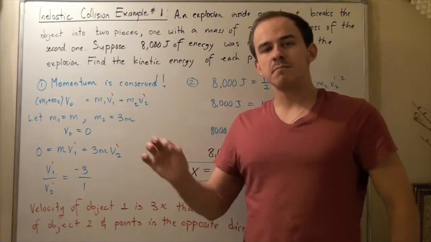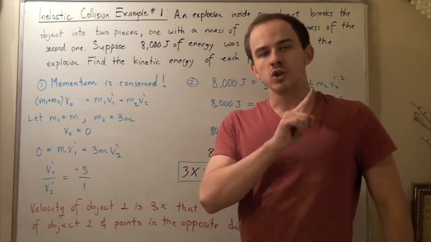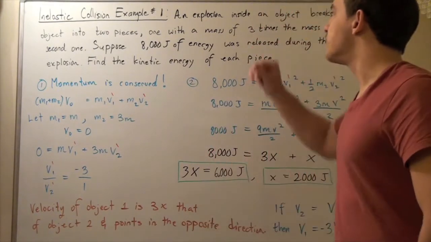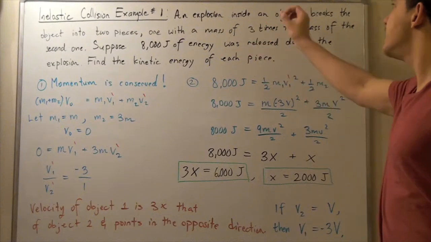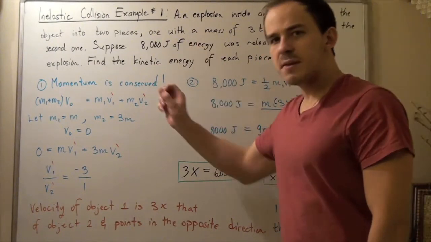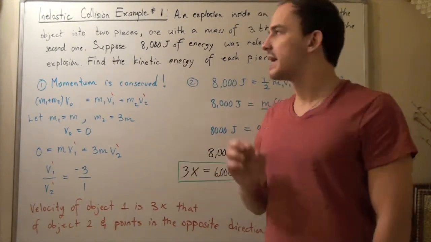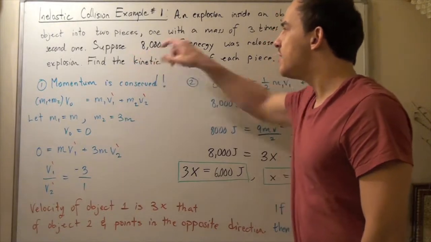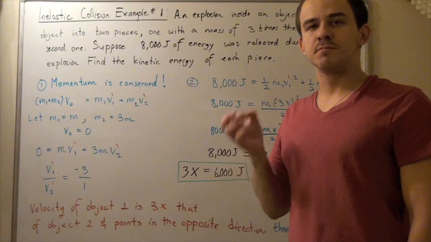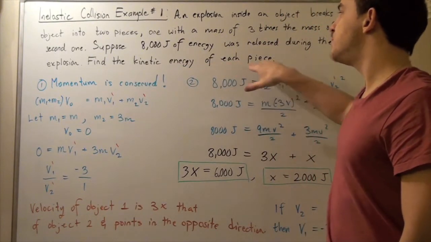So let's look at example number 1 that deals with inelastic collisions that occur along one dimension, let's say the x-axis. So let's begin. An explosion inside an object breaks the object into two pieces. Now one of the pieces has a mass of 3 times as much as the second piece. Suppose 8,000 joules of energy was released when our explosion took place. Now we want to find the kinetic energy of each piece.